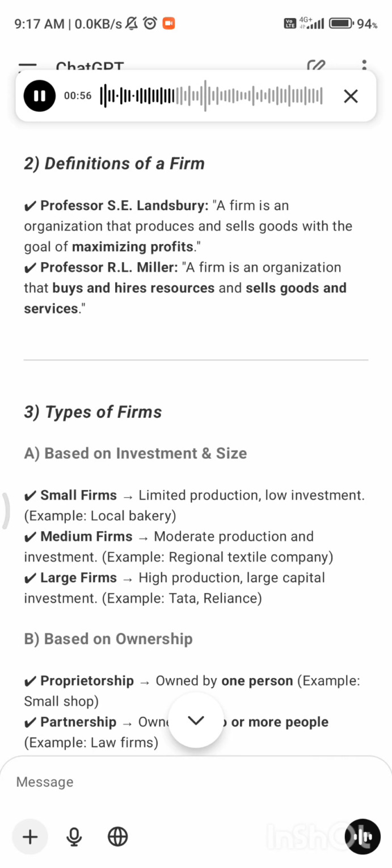2. Definitions of a firm. Professor S.E. Lansbury: a firm is an organization that produces and sells goods with the goal of maximizing profits. Professor R.L. Miller: a firm is an organization that buys and hires resources and sells goods and services.